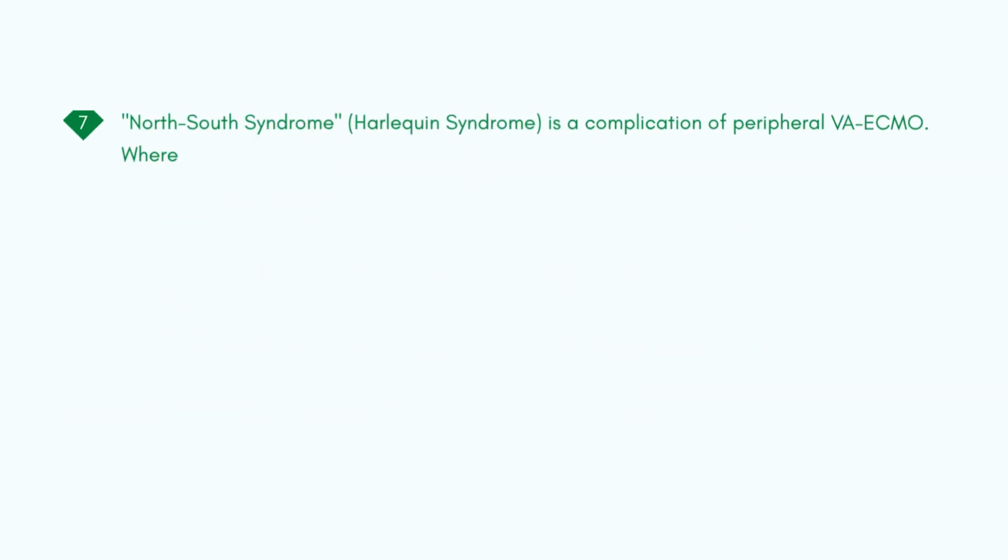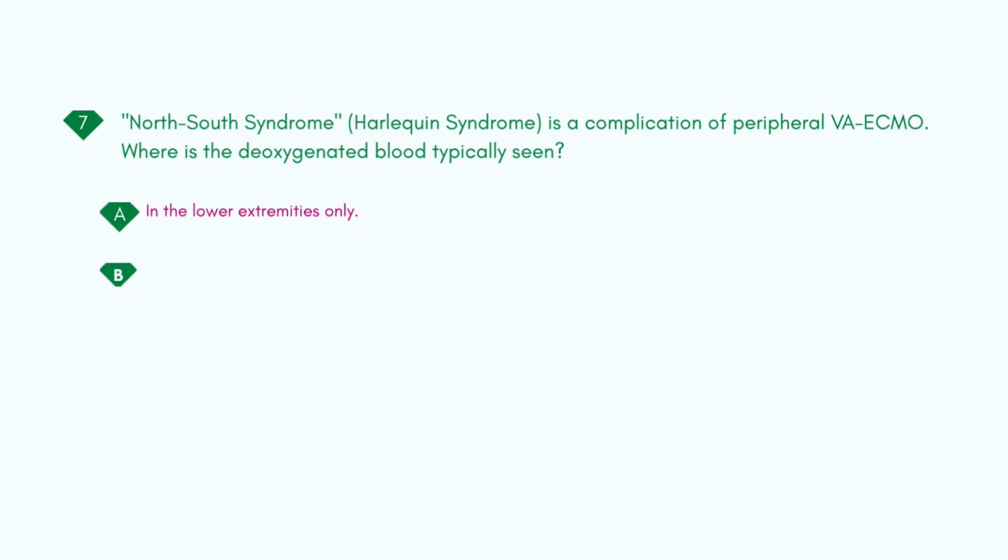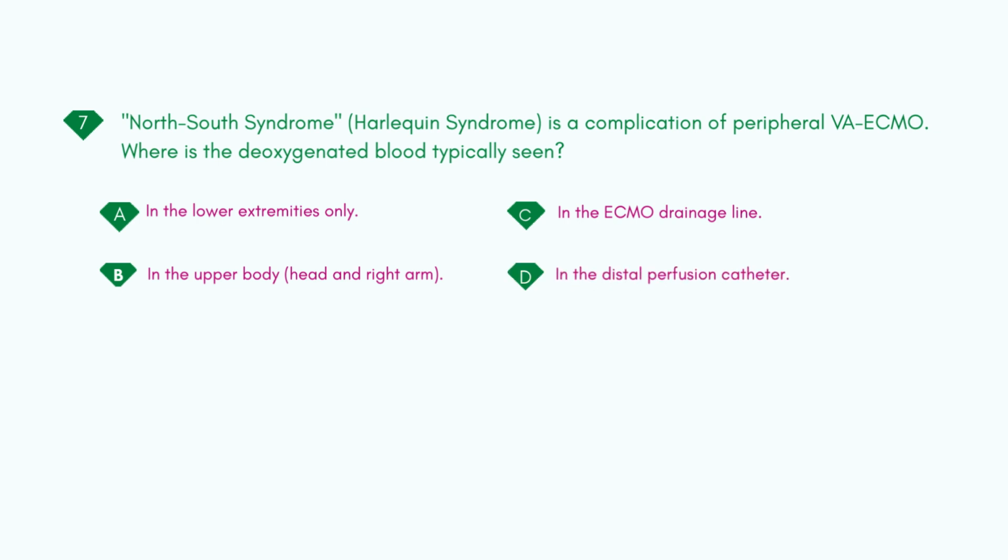North-south syndrome, Harlequin syndrome, is a complication of peripheral VA ECMO. Where is the deoxygenated blood typically seen? A. In the lower extremities only. B. In the upper body, head and right arm. C. In the ECMO drainage line. D. In the distal perfusion catheter.